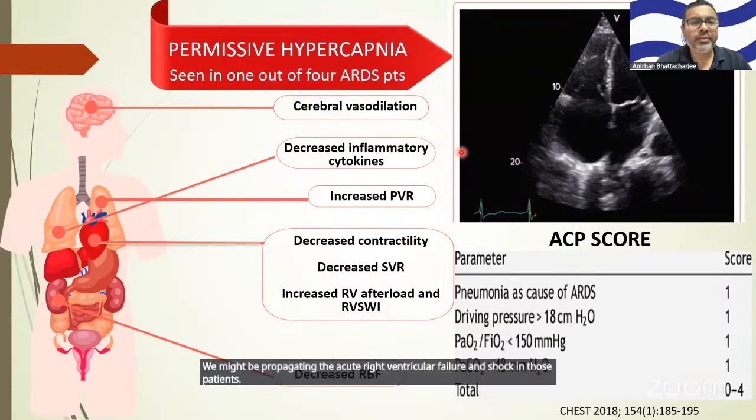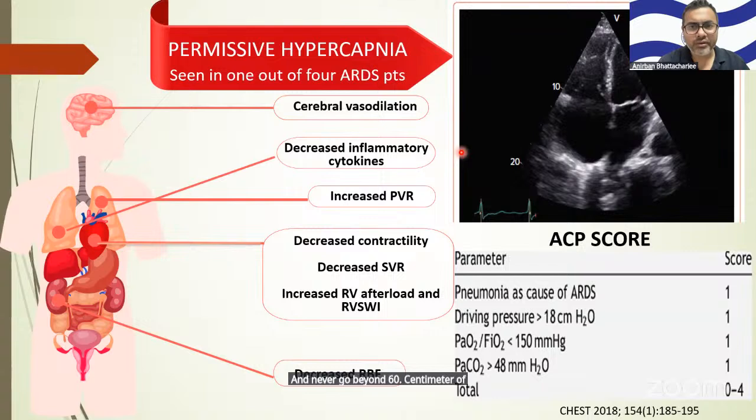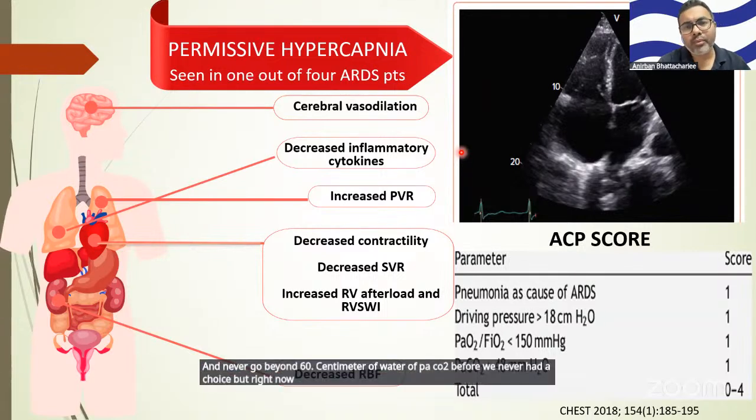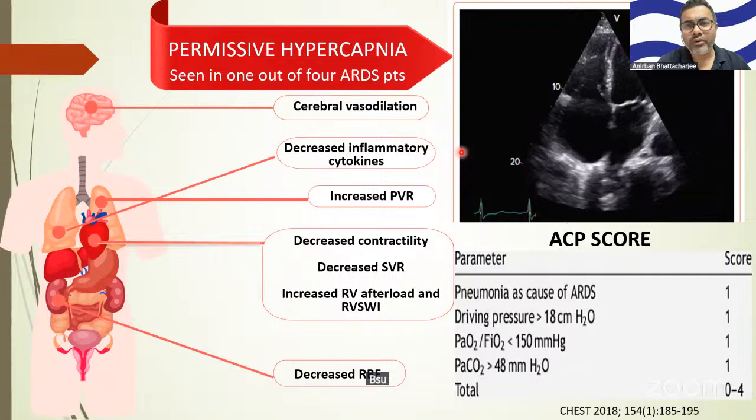So therefore, permissive hypercapnia is something that, if given a chance, we should try maintaining normocapnia and never go beyond 60 of PaCO2. Before, we never had a choice, but right now, as ECMO is becoming popular, if we are unable to maintain a lung protective strategy because of PaCO2 going overboard, we might consider those patients to be good ECMO candidates as well.